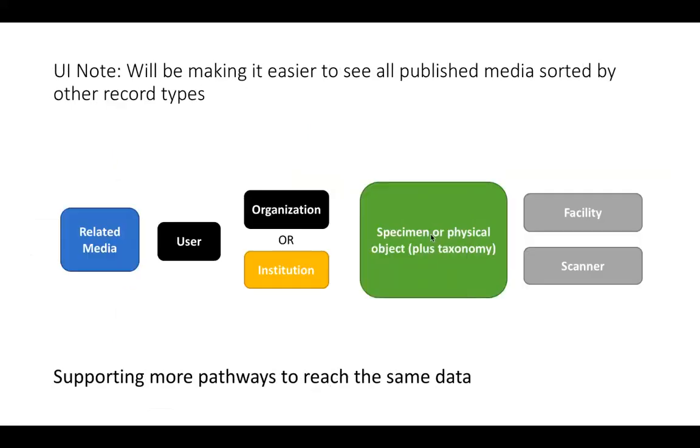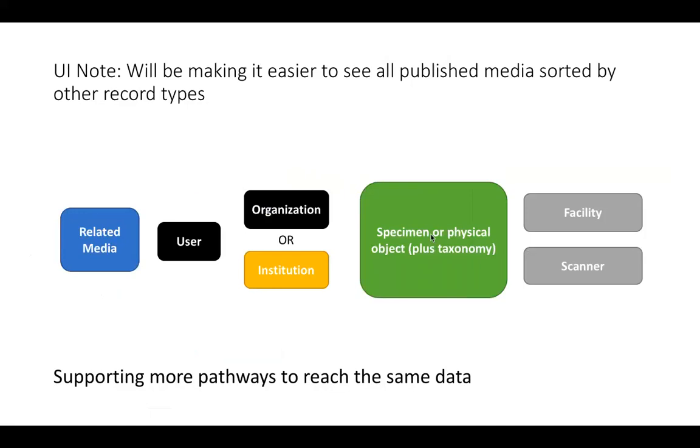And in fact, just to delve a little further into the user interface, we're going to be making it easier to see media or published media that are sorted by all kinds of other record types. Many of these types of sorting are in the current site, but they're not all necessarily easy to find. But we're going to make it easier to sort media by media that are related to that media, by the user, organization, or institution associated with that, by the specimen, by the facility or the scanner. Basically, we're trying to support the idea of lots of different pathways to reach the same data, which the current site does, but we're going to try and do it better.